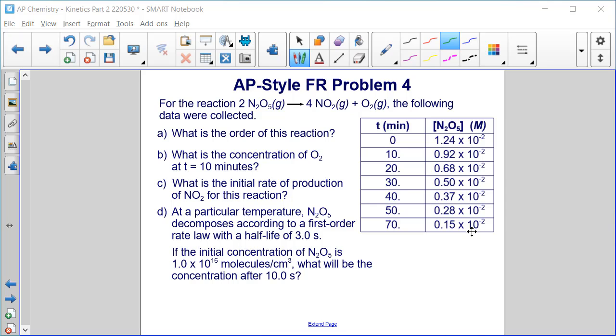B, what is the concentration of O2 at time equals 10 minutes? C, what is the initial rate of production of NO2 for this reaction? D, at a particular temperature, N2O5 decomposes according to a first order rate law with a half-life of 3.0 seconds. If the initial concentration of N2O5 is 1.0 times 10 to the 16 molecules per centimeter cubed, what will be the concentration after 10 seconds?